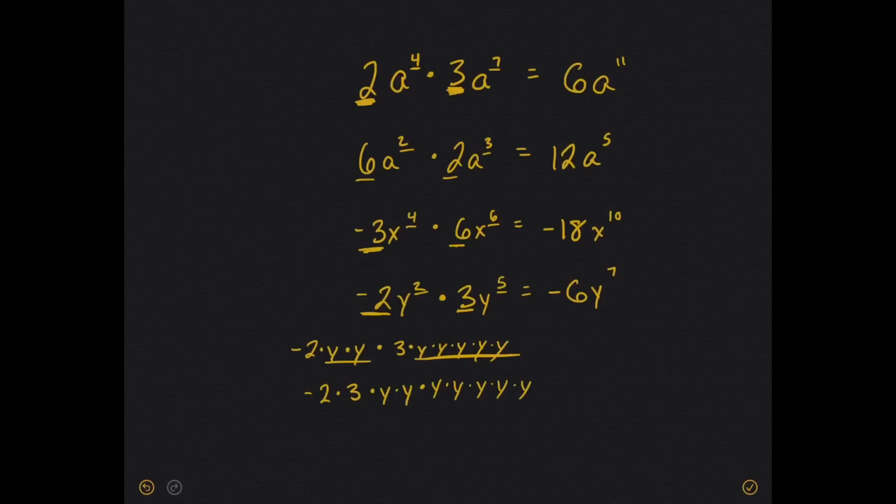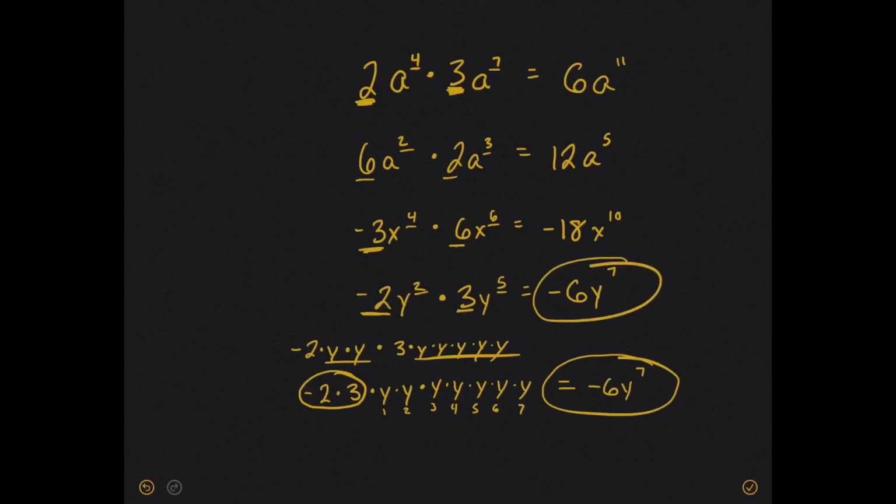So in order to get our solution, all we have to do is multiply negative 2 times 3, which is negative 6. And then for exponents, all it means is how many times we're multiplying something by itself. So we're multiplying y by itself 1, 2, 3, 4, 5, 6, 7 times. So we raise it to the 7th power. Notice that when we expand it, our answer is the exact same as when we use our rules.